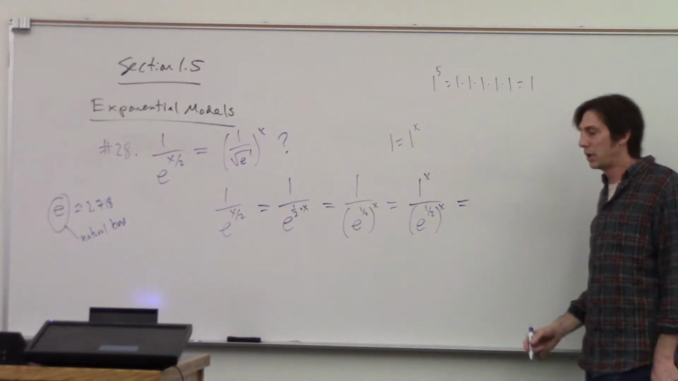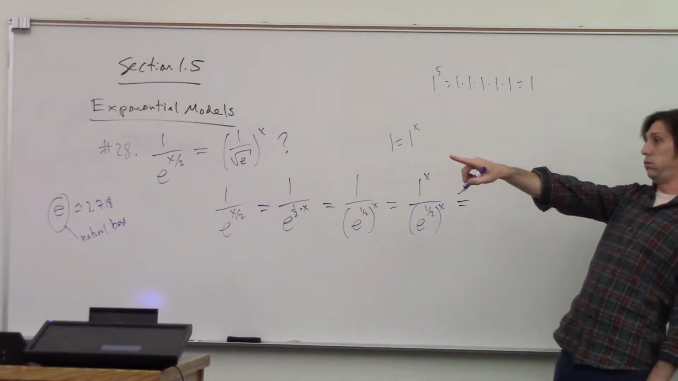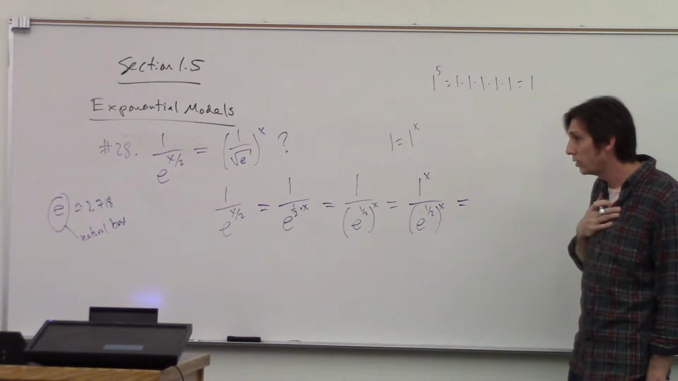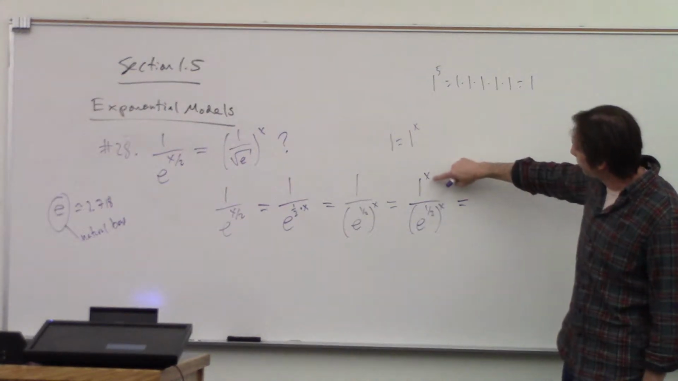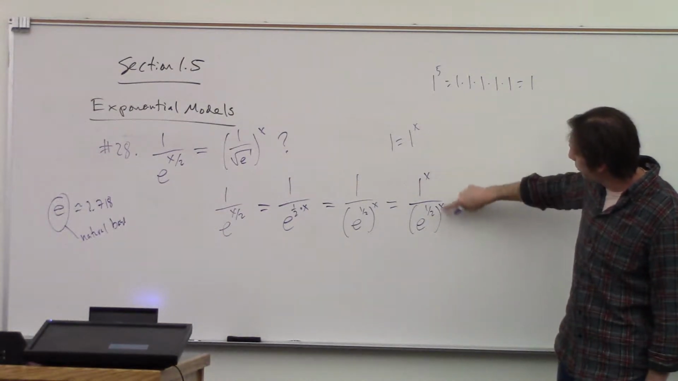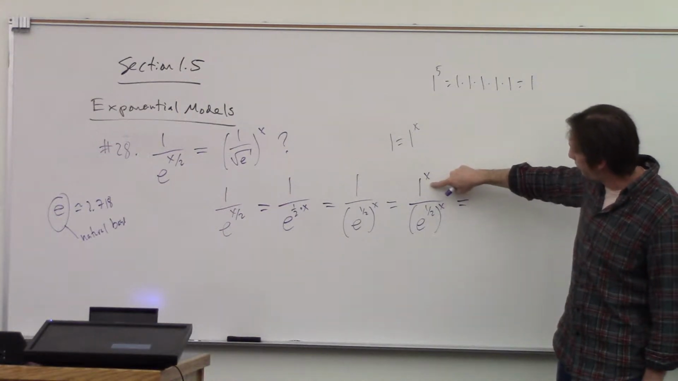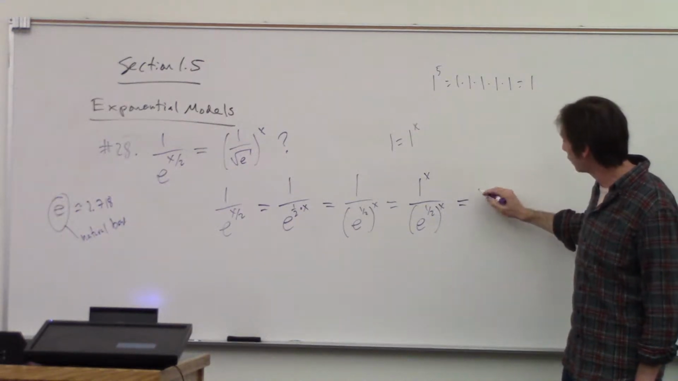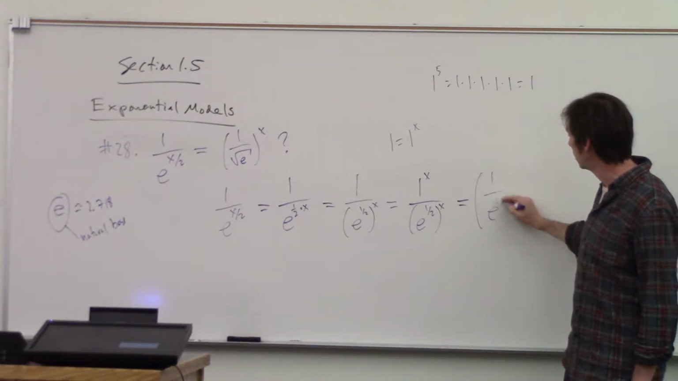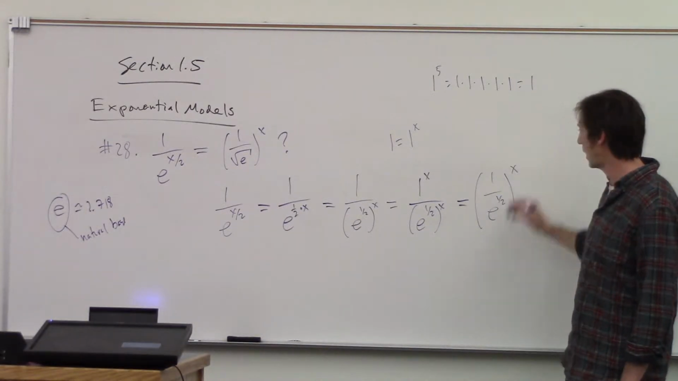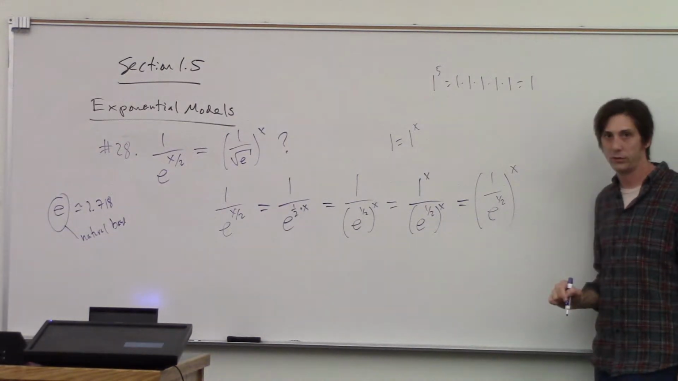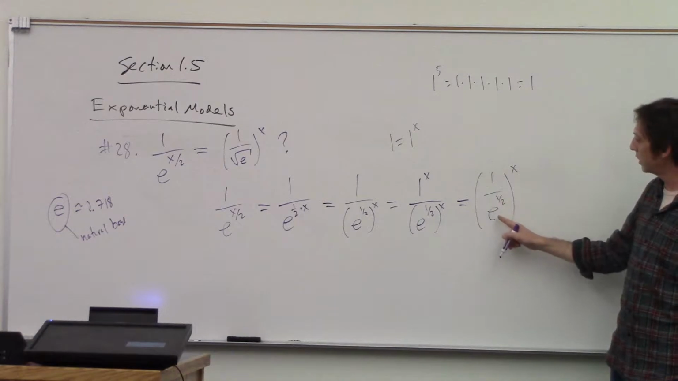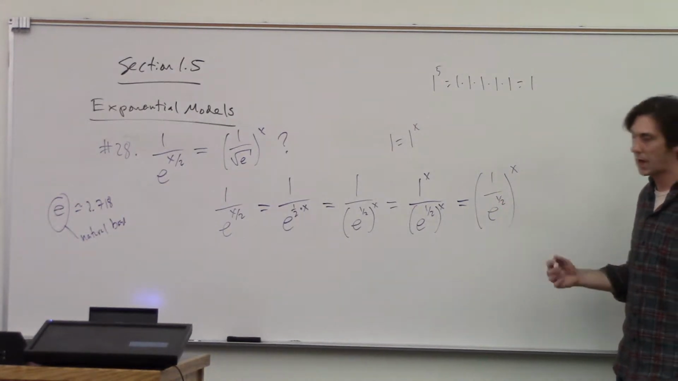I'm mentioning this because if I'm dividing and both of the exponents are the same, in the numerator and the denominator, I can write it as a single fraction, all raised to that common exponent. In other words, this is 1 over e to the 1/2, all raised to the x.